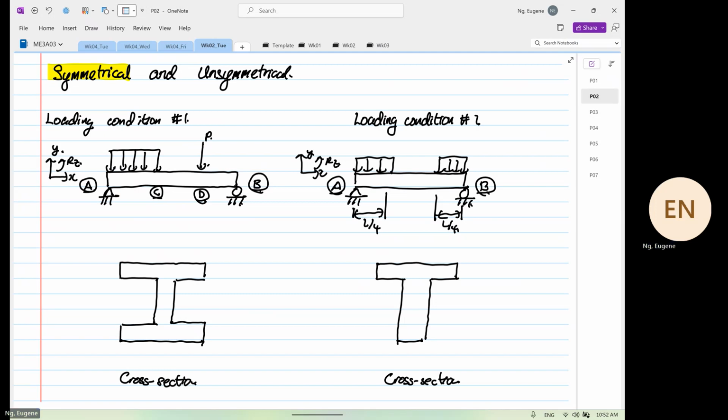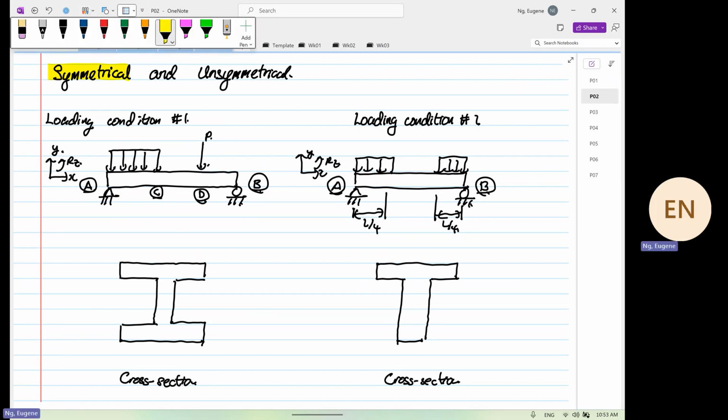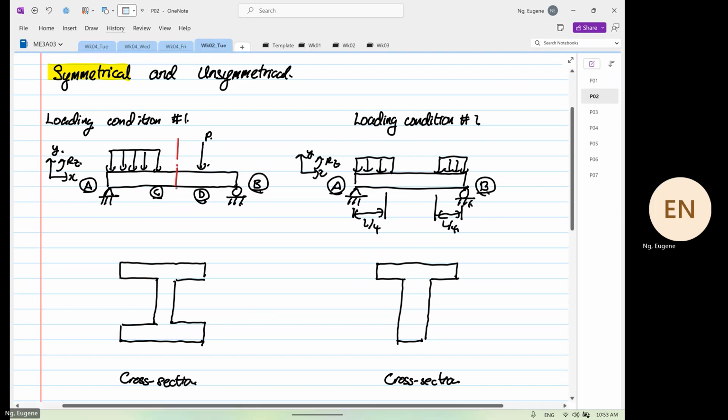But anyway, both of them are symmetrical. Now let me explain to you why. Accept it as a fact first. Now this course has a lot of layers. So we are going to assume, Daniel, we are going to assume. Daniel, this is an assumption.